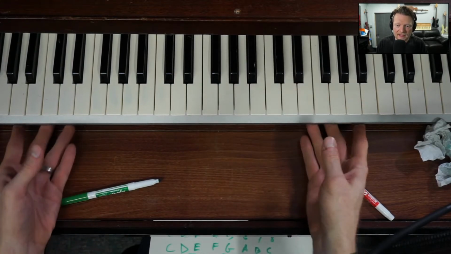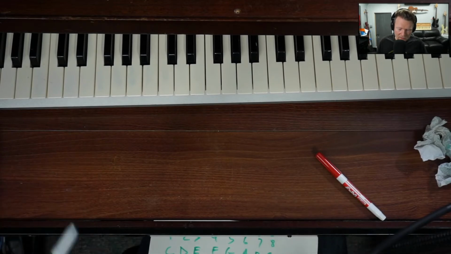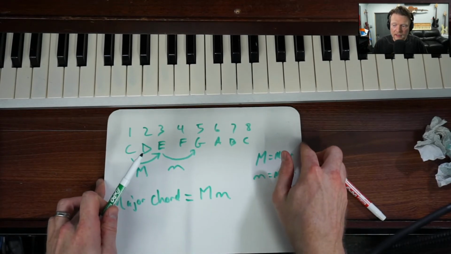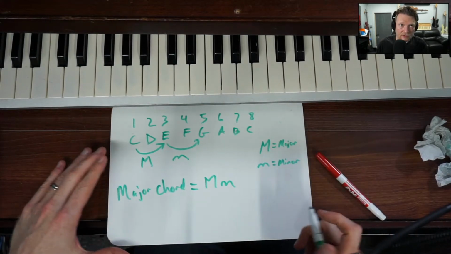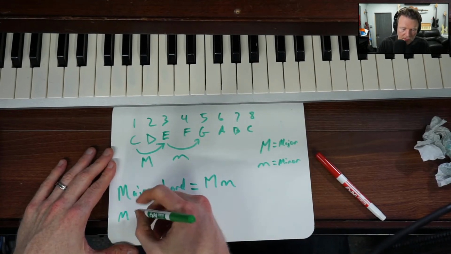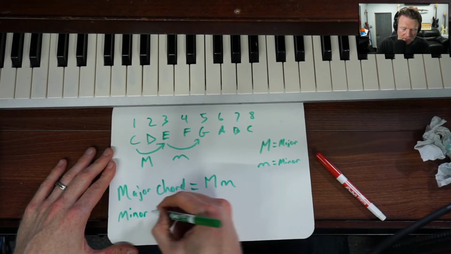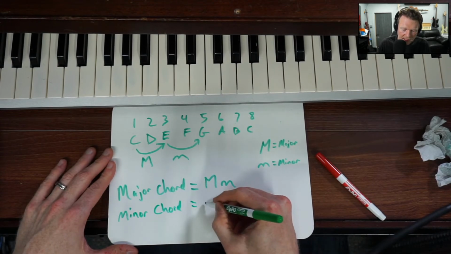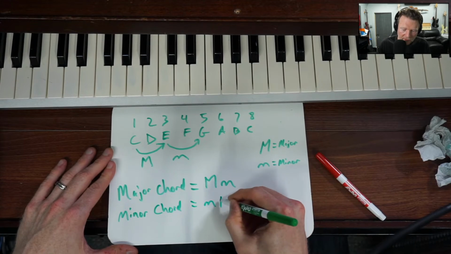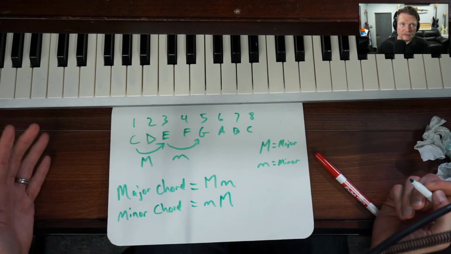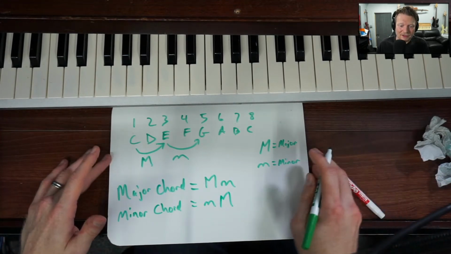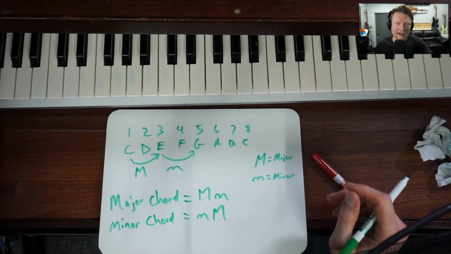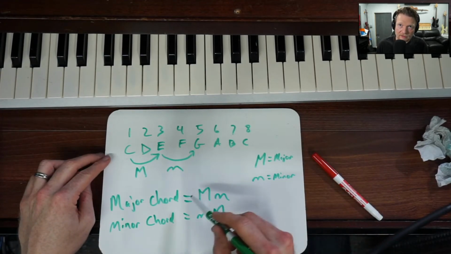Okay, hopefully that makes sense. All right, now why does that even matter? What's the big deal with that? Well, the opposite is true for the minor chord. So a minor triad or minor chord is a minor third followed by a major third. It's pretty cool. So basically we just flip them back. So on one, they just flip back and forth.